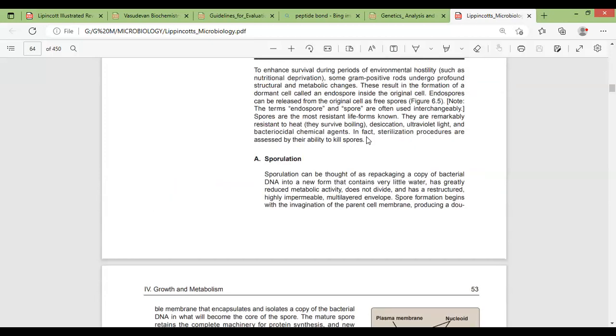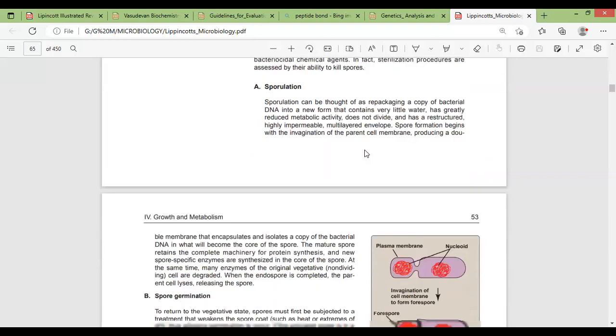Another thing that maybe I had mentioned is that spores, number one, are very resistant to heat. They survive boiling, desiccation, UV light, and even chemical agents, right? Sterilization procedures are assessed by their ability to kill spores. So if you want to know whether a sterilization procedure is legit, we'll bring a spore of Clostridium, a spore of Bacillus, and see if it can actually kill it.